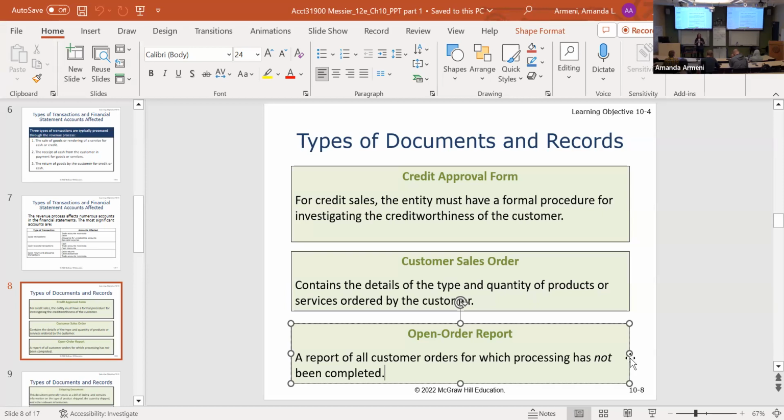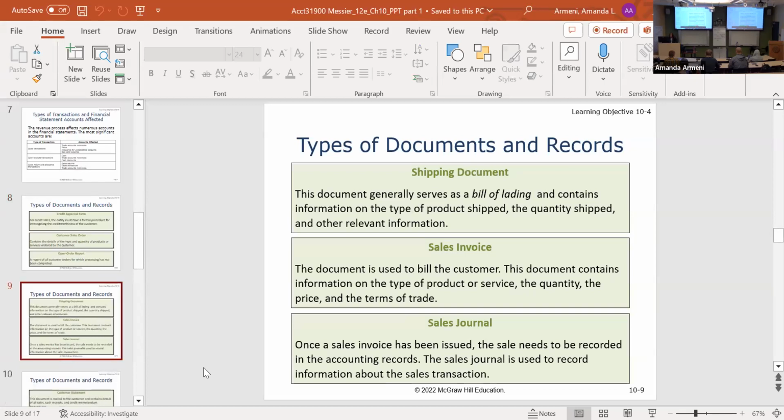Or maybe we could only send them a partial order, right? Maybe they ordered 2 or 3 different products and we only had 2 of them. So we sent those. So we have a partial order that's still open. Regardless, Earthware would want to review that on a periodic basis so they can ensure that they are closing out those orders and are able to generate the revenue from those orders. Okay, open order report.